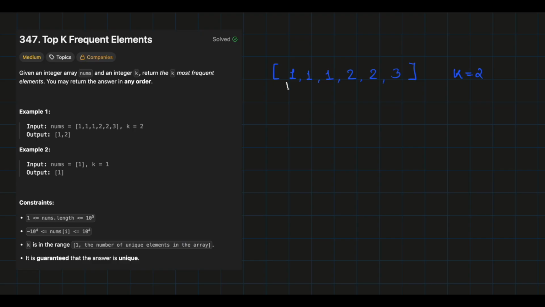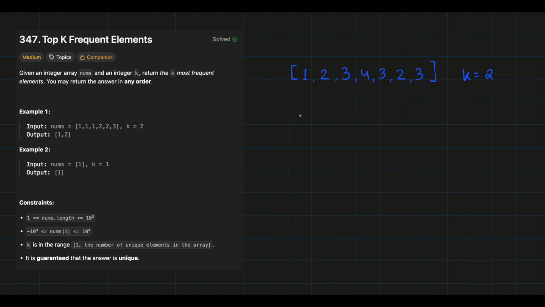So here there are 3 ones, 2 twos and 1 three. So we need to return the k most frequent elements. So the first frequent element is 1 and the second most frequent element is 2. So we need to return 1 and 2.